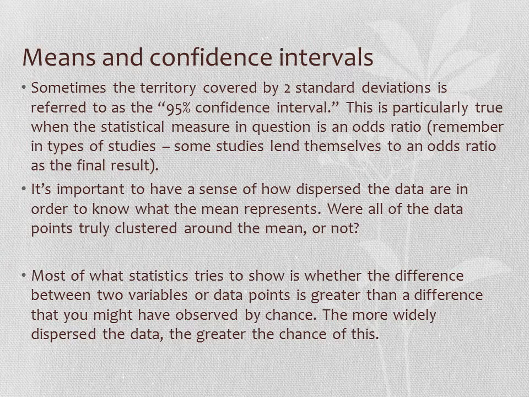So most of what we try to show in statistics is whether the difference between 2 variables or 2 groups or 2 data points is greater than a difference that you might have observed by chance. So you can imagine that if you were, for example, comparing 2 means and there was a huge standard deviation in both groups, there might be a lot of overlap amongst the data points. And then you might start to argue, well, are these two means really different, or might this have been observed by chance because these two groups have a lot of overlap between their data points? And so what statistical significance tells you is it is actually a greater difference than would be observed by chance.